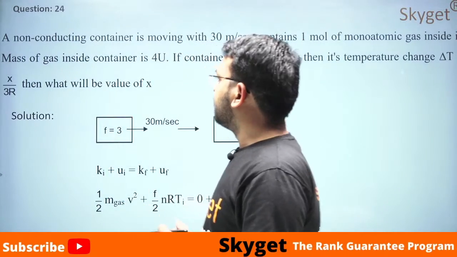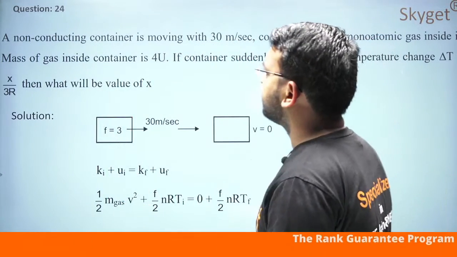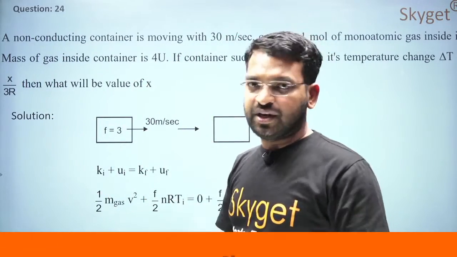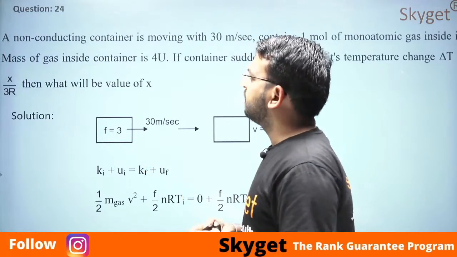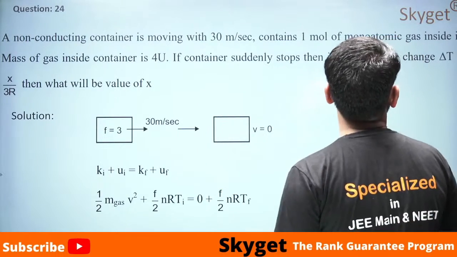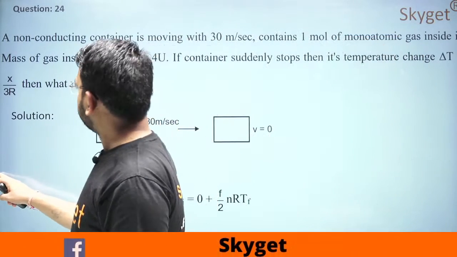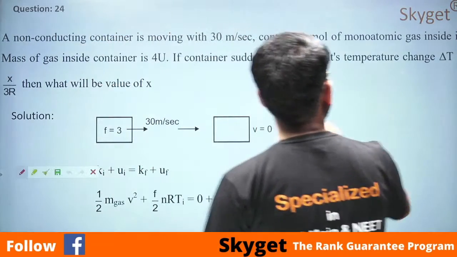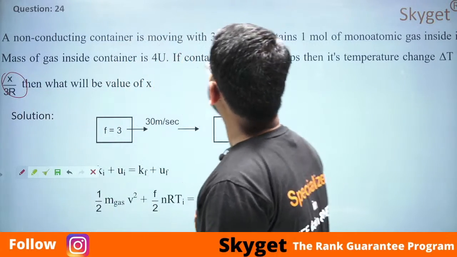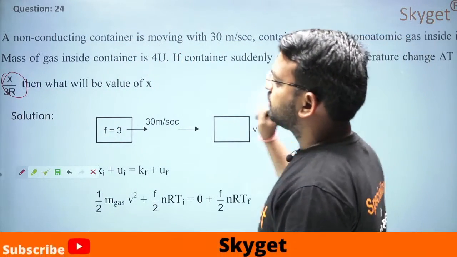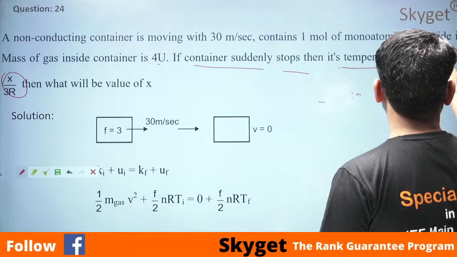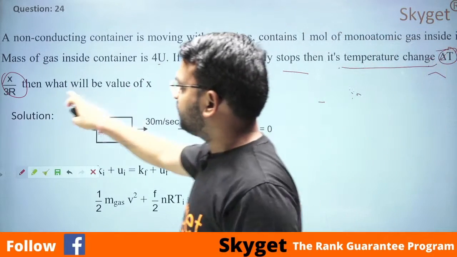So that is the relation. Now after some time, the mass of the mole of whatever gas they have filled is 4. So they are talking about whatever the gas may be. If the container suddenly stops, then its temperature changes by delta T. One mole of the gas is inside it, and the mass of the gas inside the container is this much. If the container suddenly stops, then its temperature changes by delta T. That is the change in temperature.